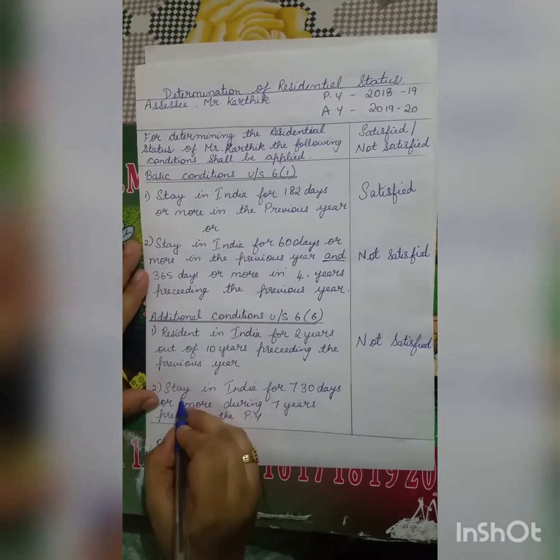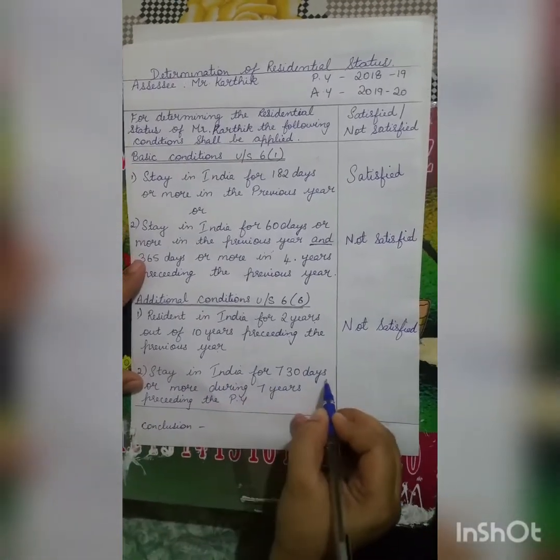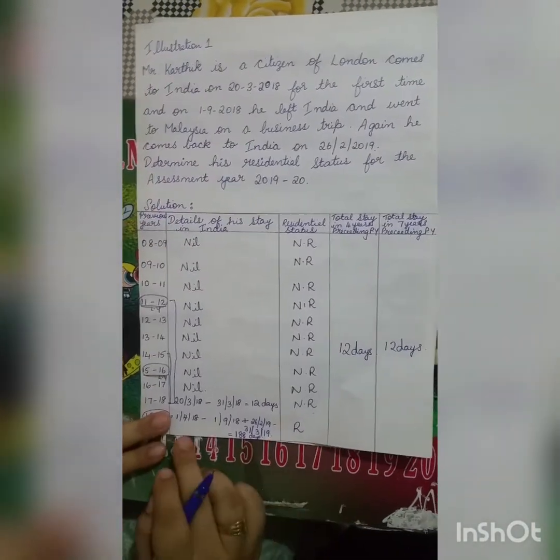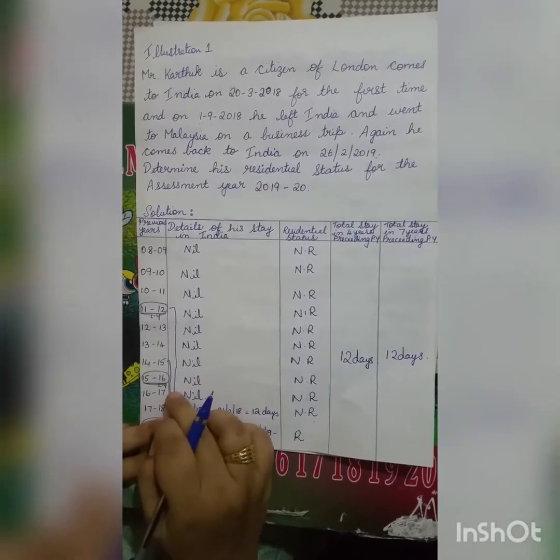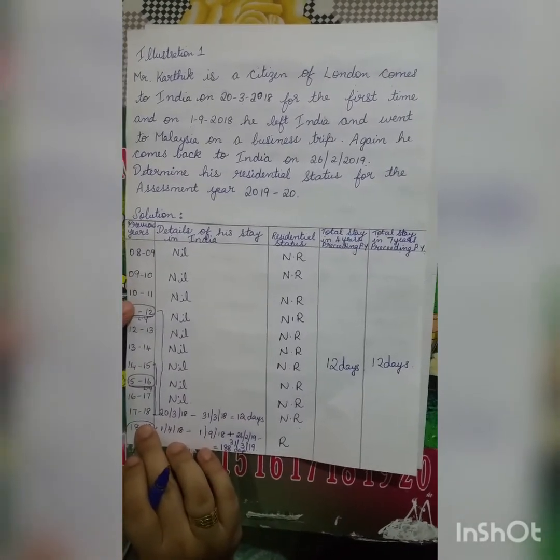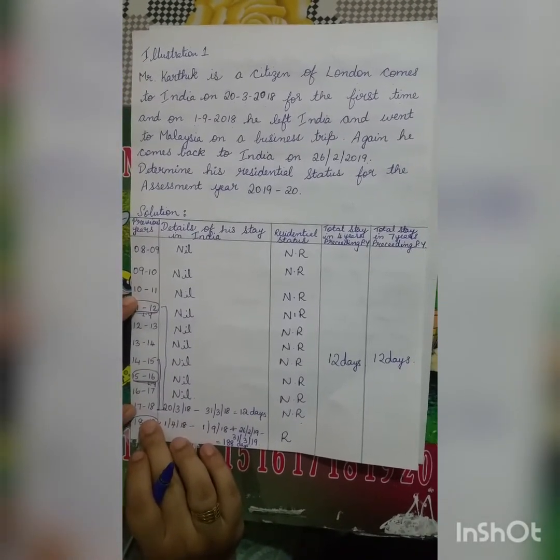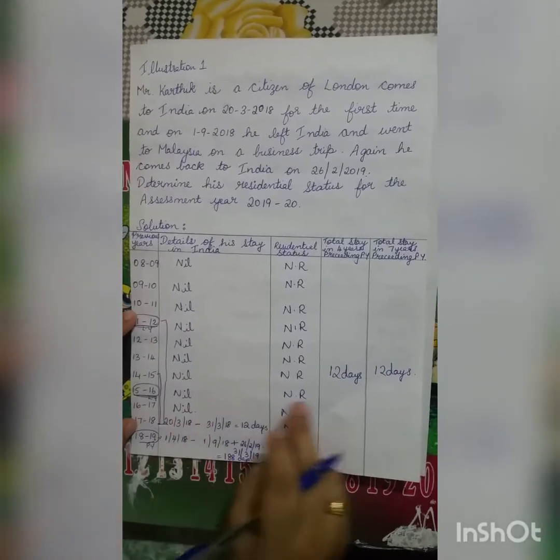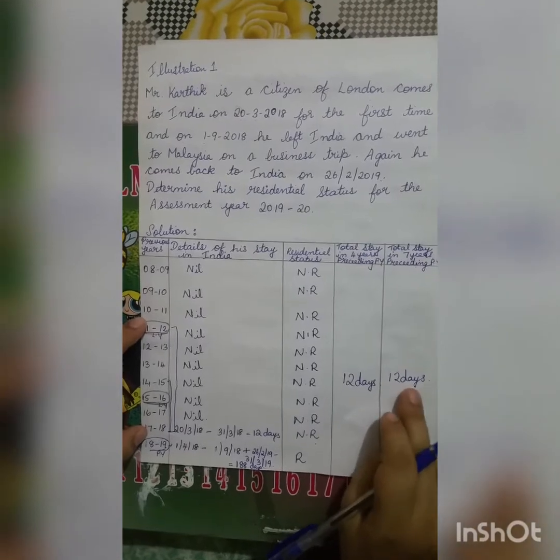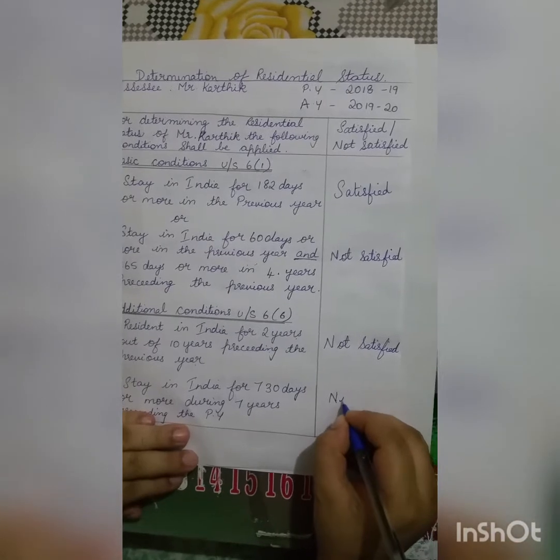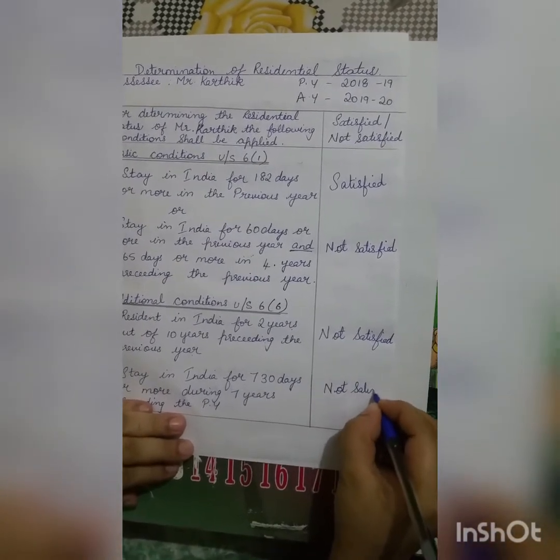Now the second additional condition is stay in India for 730 days or more during 7 years preceding the previous year. So leave the previous year. Preceding the previous year means 7 years above that. 1, 2, 3, 4, 5, 6, 7. So from the year 2011-12 till 2017-18. Out of these 7 years, he should have stayed for 730 days, whereas the total number of days he is staying is only 12 days as per our calculations. So even the second additional condition is not satisfied.